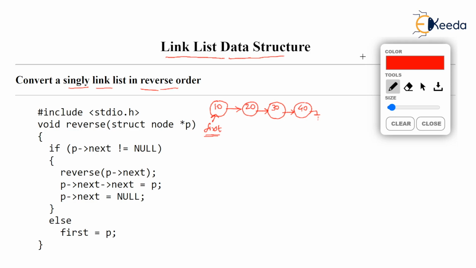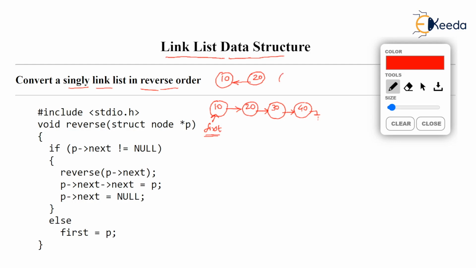Now what we want to do is reverse this list. What it means is that we will have node 10, but notice the next of 10 was pointing to 20, but now 20 is next. The next pointer of 20 will point to 10. That's what I call reverse.